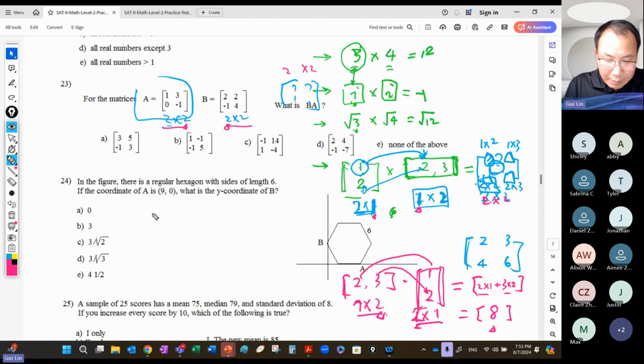So let's extend it a little bit more, just like if they are 2 by 2. Suppose here is A, B, C, D, okay?